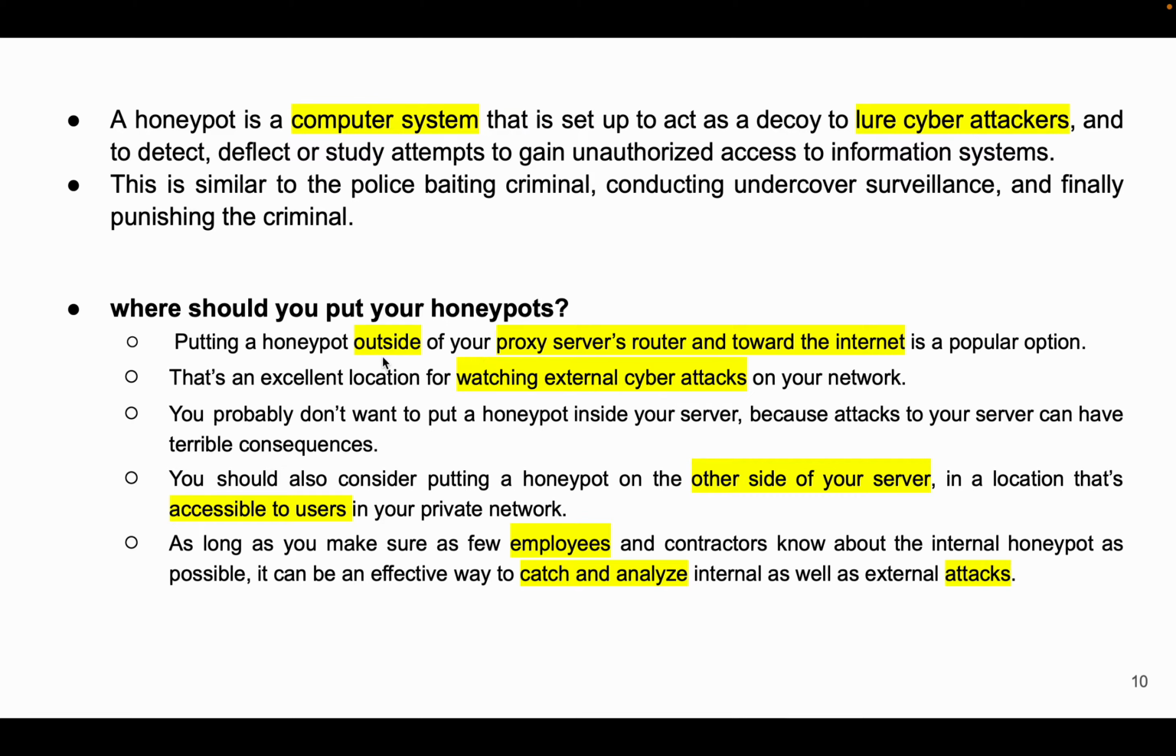So in the first position we can save our data from hackers outside, and the second position, where we put our honeypot on the other side of the server, is in a location accessible to the users in your private network. We cannot assume the hacker will come only from the outside. It is possible that our employees are also hackers and they want to access our data or steal our data.